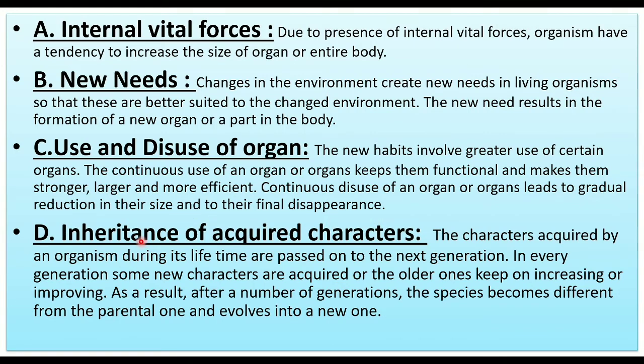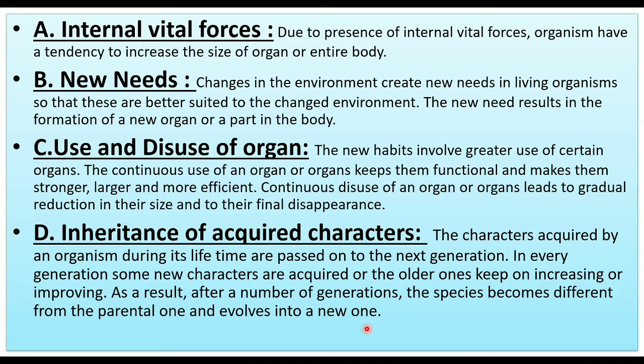The last one is inheritance of acquired characters. So what is it? The characters acquired by an organism during its lifetime are passed on to the next generation. In every generation, some new characters are acquired, or the older ones keep on increasing or improving. As a result, after a number of generations, the species becomes different from the parental one and evolves into a new one. So in every generation, organisms gain some characteristics. These are acquired characteristics, and they are transferred to the next generation.